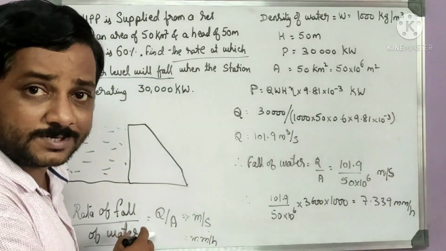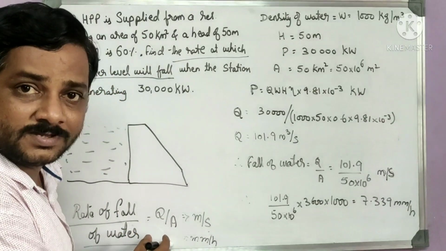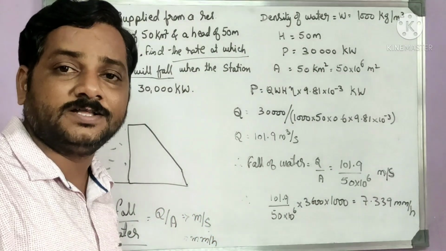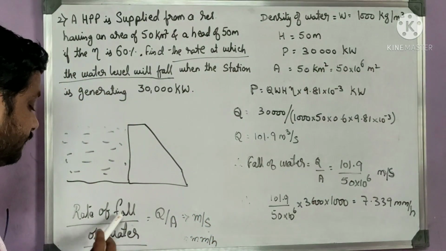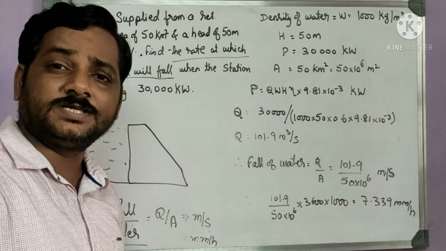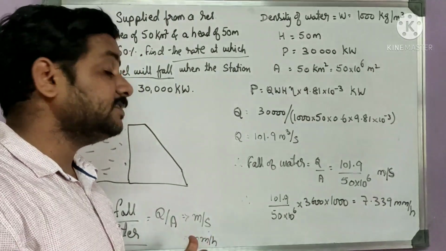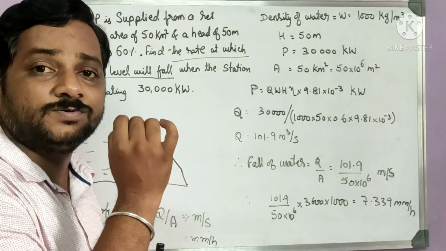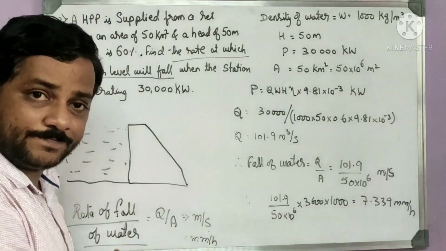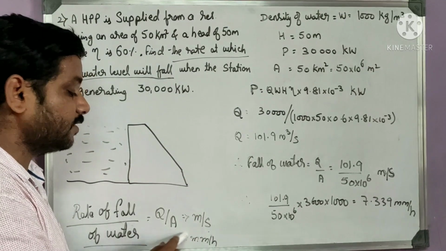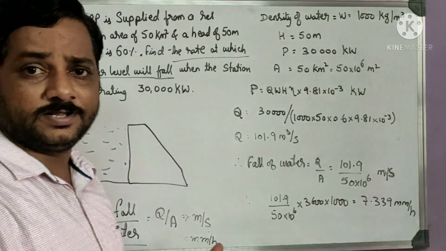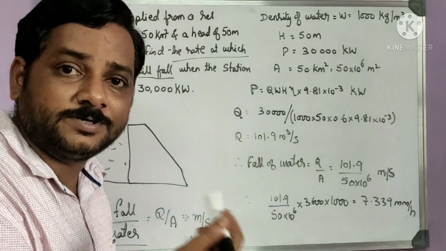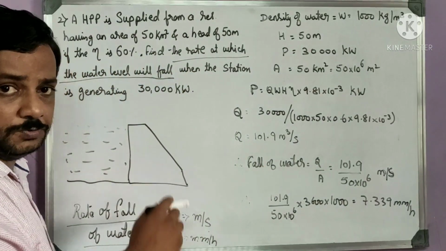So Q, in cubic meter per second, divided by area. Means I will take the flow of water, discharge of water, divided by area. That will be the formula to find the rate of fall of water. Discharge of water is given in cubic meter per second and area is given in meter square. So when the meter square and cubic meter get cancelled, we are left with only meter per second. Okay. So this is the formula for finding the rate of fall of water. So just you need to know what is area. Area is given already, 50 km square. Then you need to know what is Q.